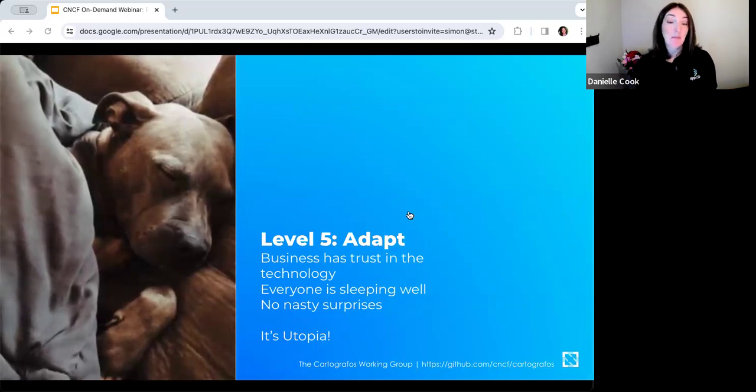The reality is not many people are here. So we talk about it being utopia. Is everyone sleeping well? There are no nasty surprises, but it's utopia. We all know that that's not always achievable for everyone.